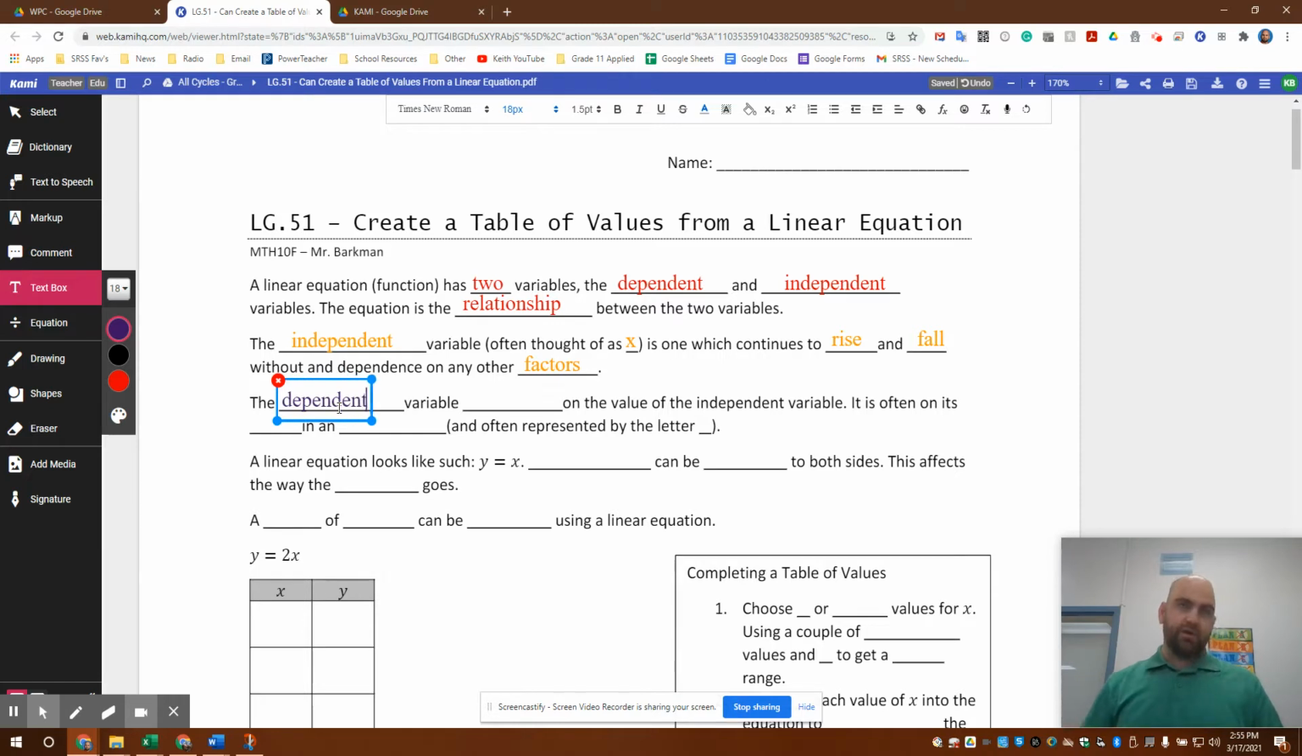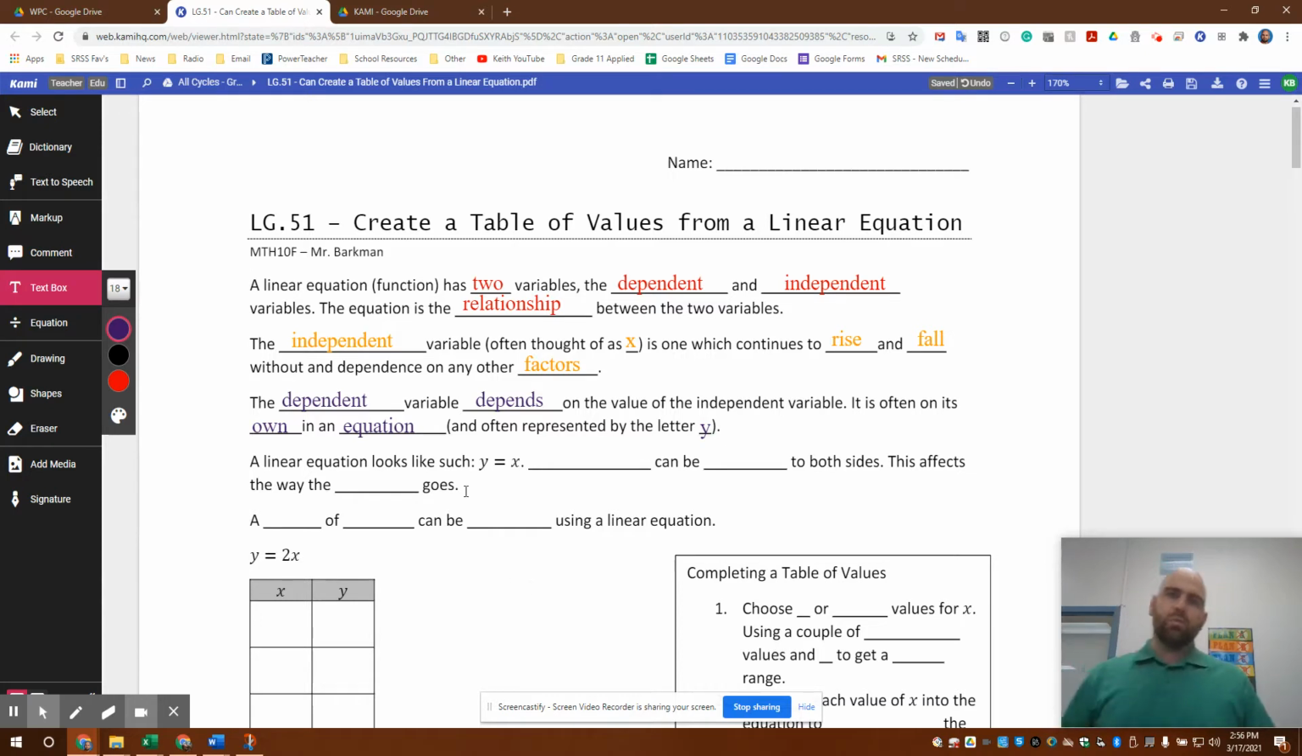Now, the dependent variable depends on the value of the independent variable. The independent variable is that thing that's kind of off to the side but is affecting change. The dependent variable is affected by that change. It is often on its own in an equation. We often see this one all by itself, and that one is usually the letter y. So we usually use y as our dependent variable.